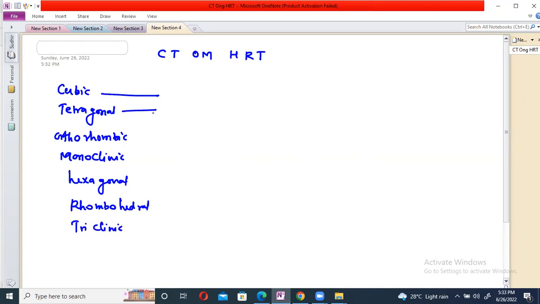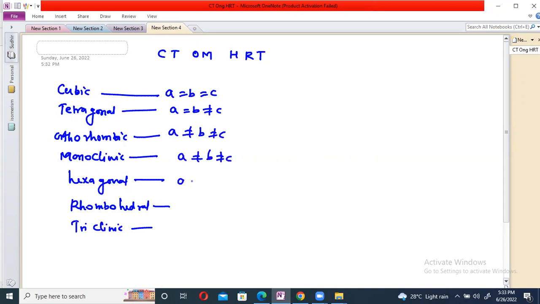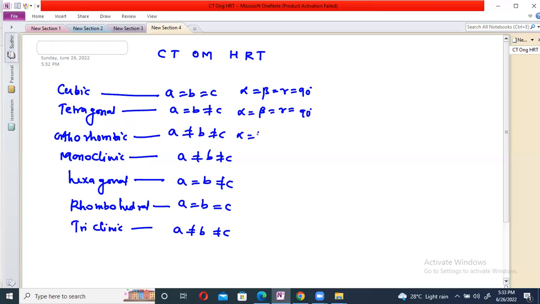For all these 7 crystal systems, it is a trick that everybody should know. Edge lengths: A equal to B, B equal to C; A equal to B, B not equal to C; all not equal; and reverse. For triclinic, all are not equal. Then the angles: alpha equal to beta equal to gamma equal to 90, the same for the first three. In the last, alpha is not equal to beta, beta is not equal to gamma, gamma is not equal to 90.